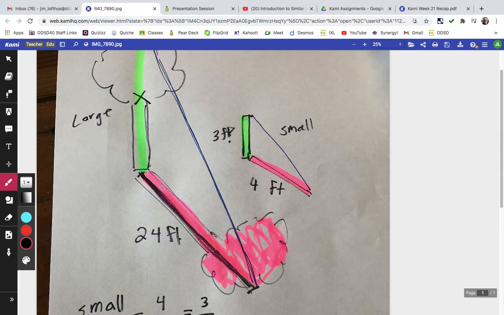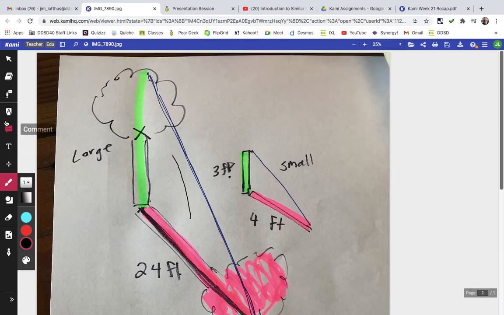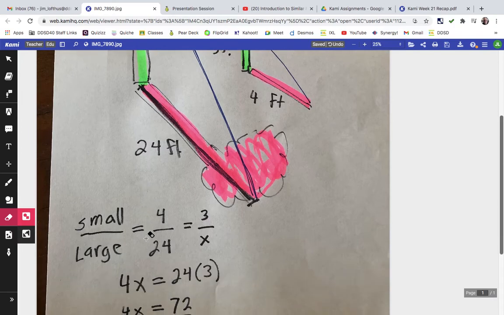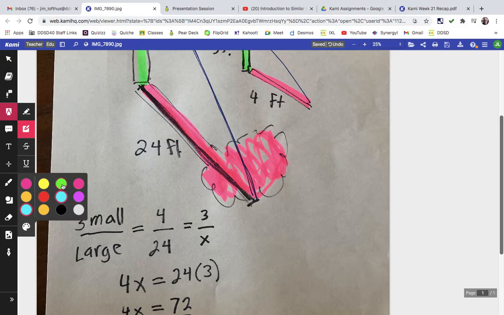So notice how I used pink to show the corresponding parts. This 4 right here, 4 feet, is a shadow of a yardstick, and this pink 24 feet is the shadow of the tree. And this green height is the height of the yardstick, it's 3 feet, and this is what we're trying to find. The height of the tree, which is this green right here. So let me highlight some colors here. So I'm going to find green.